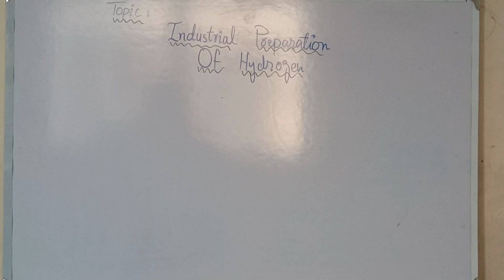YouTube channel. So our today's topic is industrial preparation of hydrogen. In industry, hydrogen is manufactured from water, natural gas and ammonia. Methods are arranged in order of their importance.